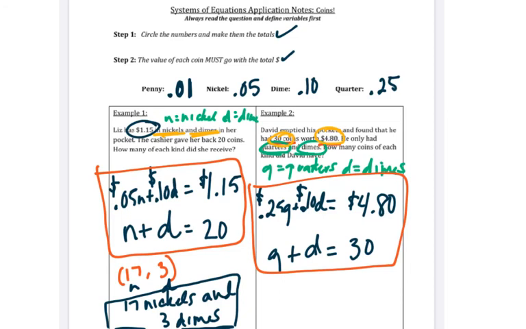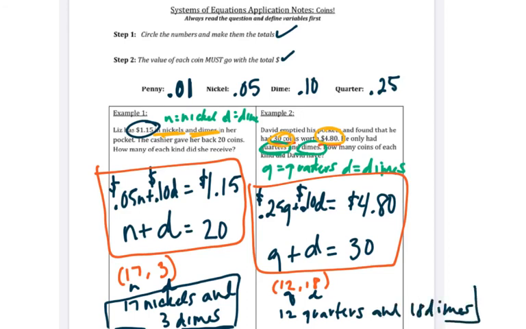We can type that in the calculator. 0.25Q plus 0.10D equals 4.80. Be careful. Decimal plus decimal equals total decimal. Once you type that in, you get the solution, 12, 18. As always, 12, 18 is great, but we need some words. Q came first, D came second. That means that we have 12 quarters and 18 dimes.